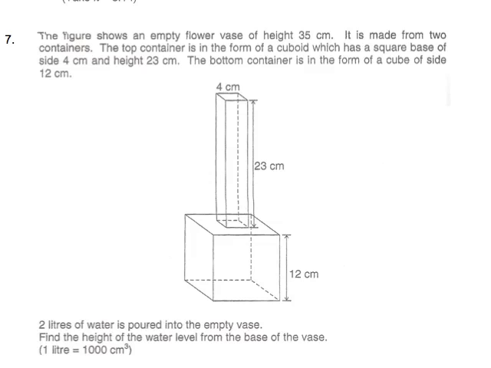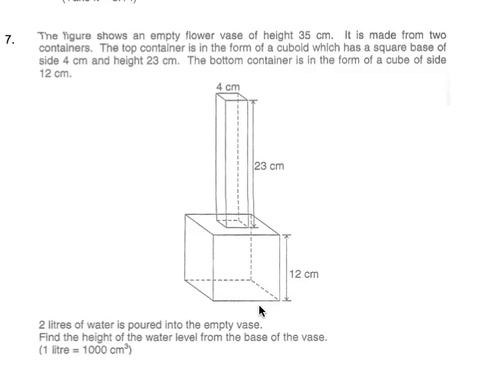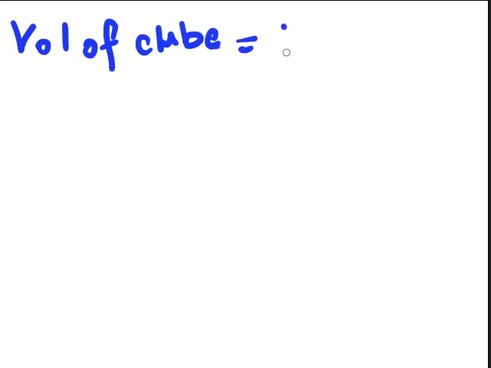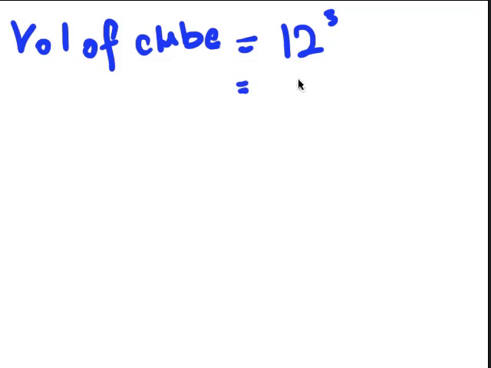So first off, let's find out the volume of the cube. Volume of cube equals length times breadth times height. In this case, they are all 12, so 12 times 12 times 12. I can simply say 12 cubed, or 12 times 12 times 12, whichever you prefer. I prefer 12 cubed, and that gives me 1728. Let's just check again: 12 cubed gives me 1728.